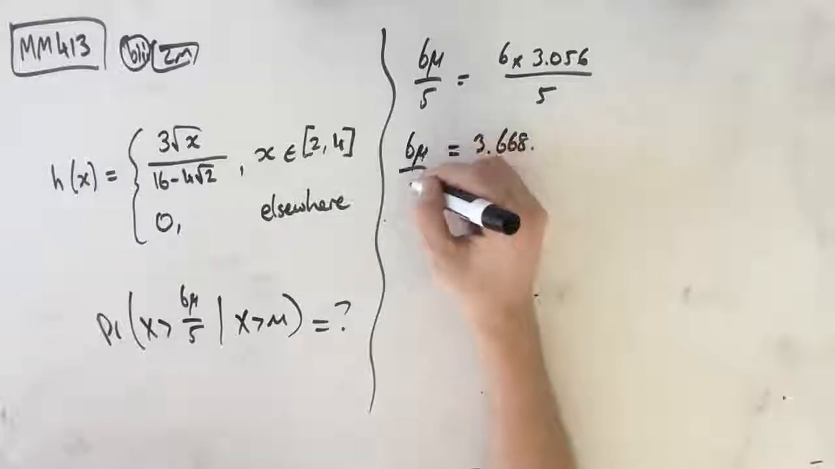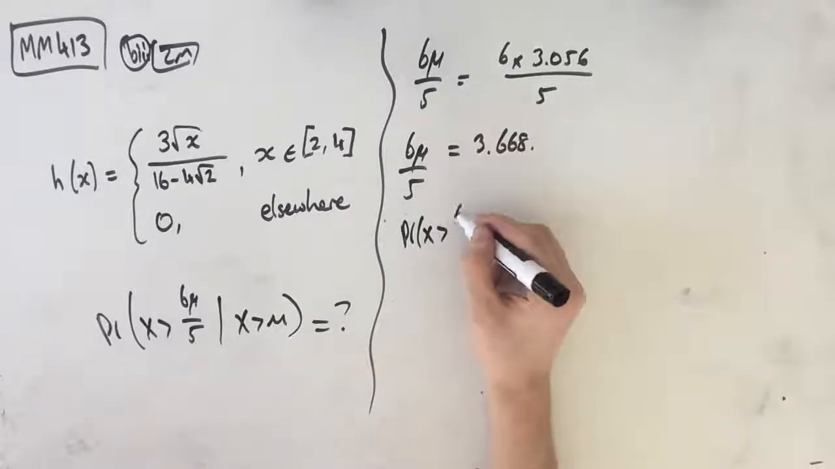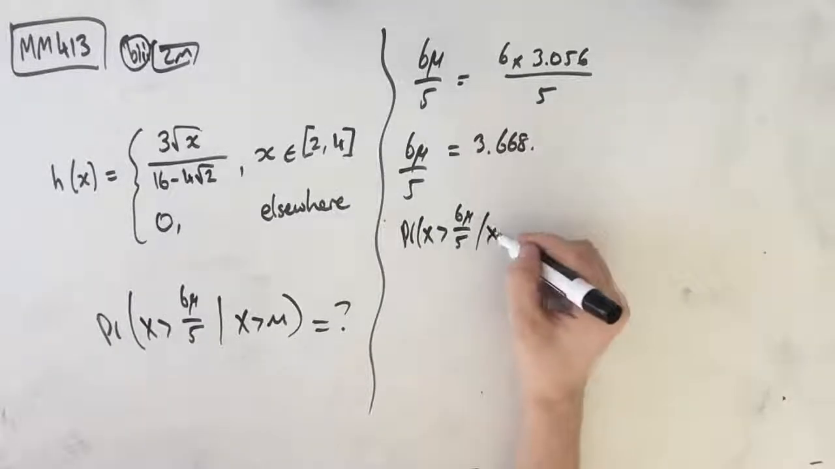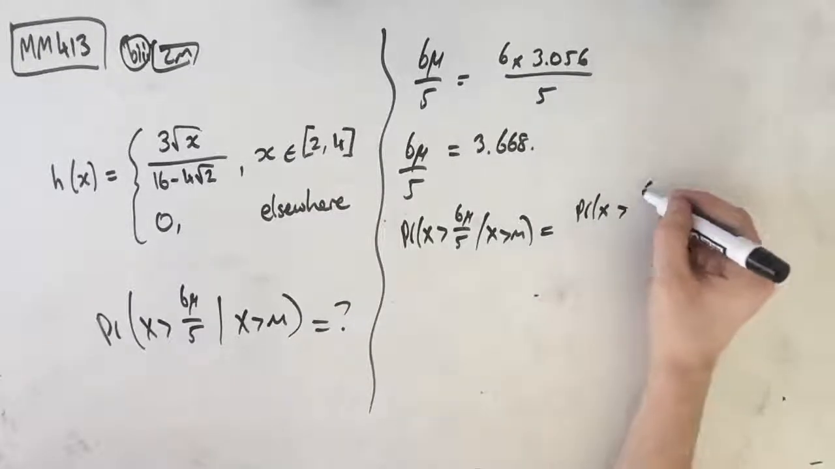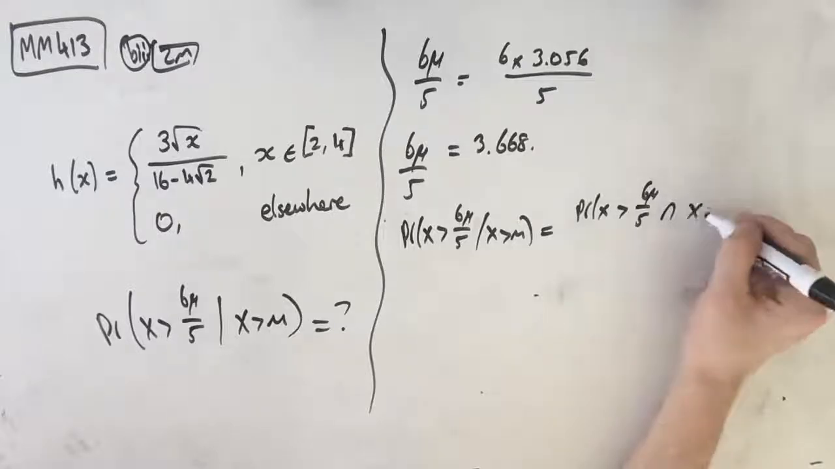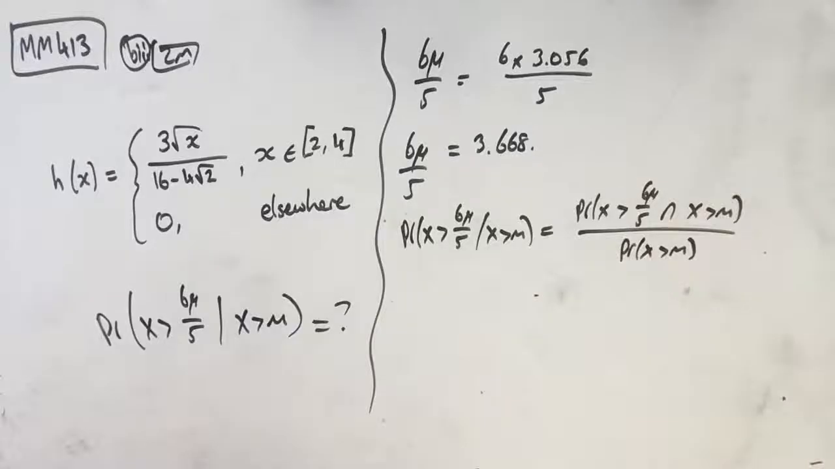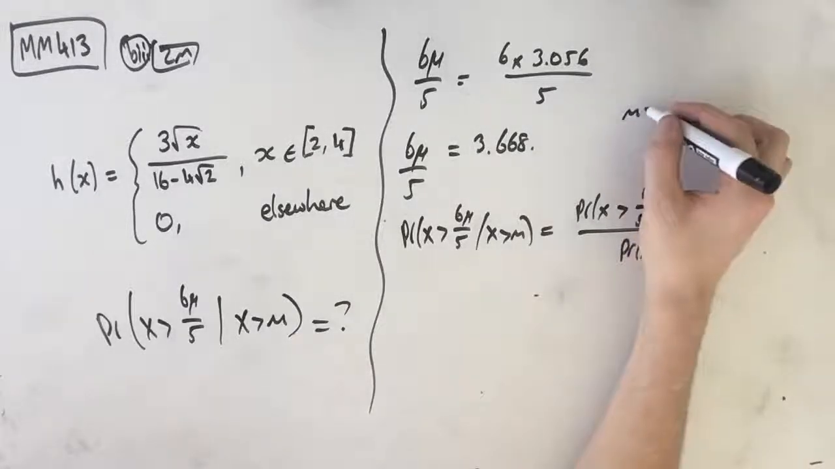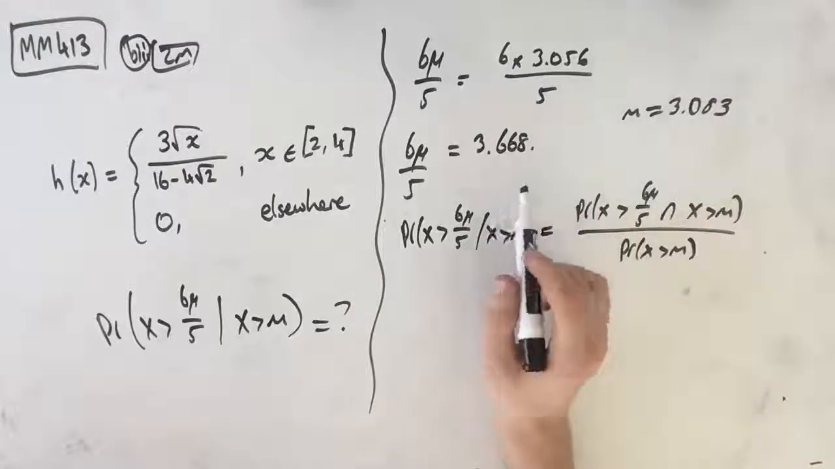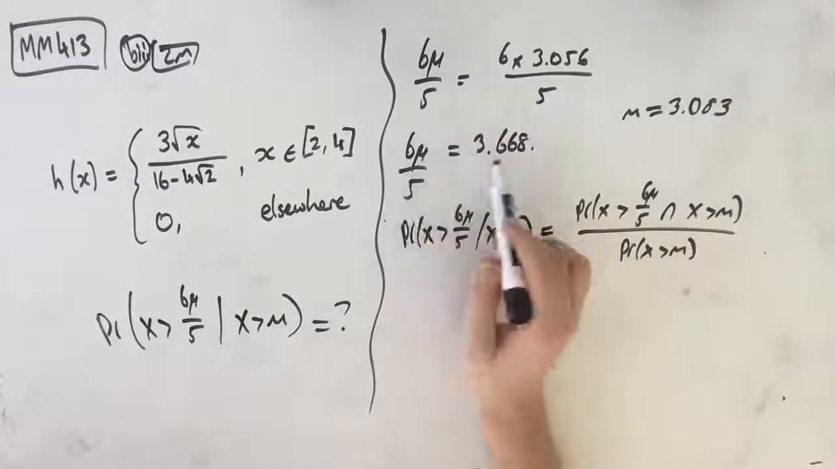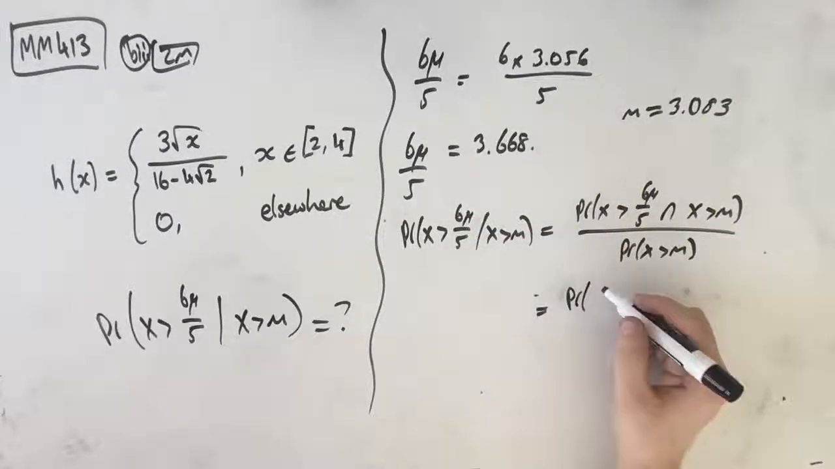Now, what we're looking for here is actually, we know that the probability that x is greater than 6 mu on 5, given that x is greater than M, equals, this is our conditional probability rule, the probability of x greater than 6 mu on 5 intersect x greater than M, over the probability that x is greater than M. Awesome. So we also know that our median, M, is 3.083, which means that because 6 mu on 5 is greater than our M, the intersect between them is actually just x is greater than 6 mu on 5.